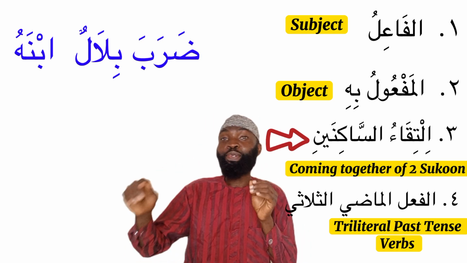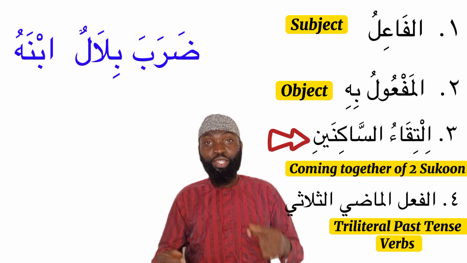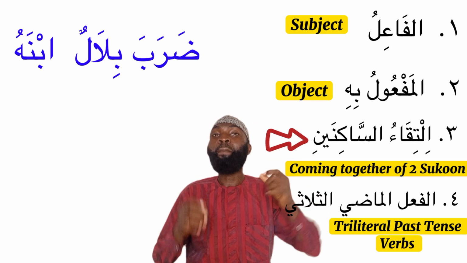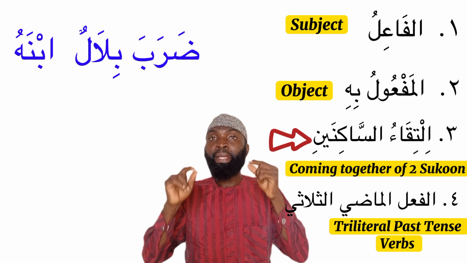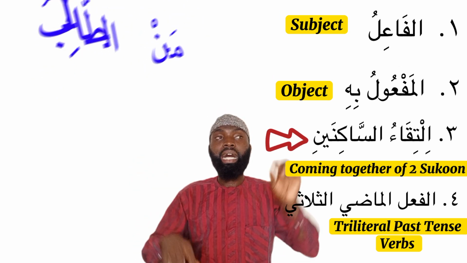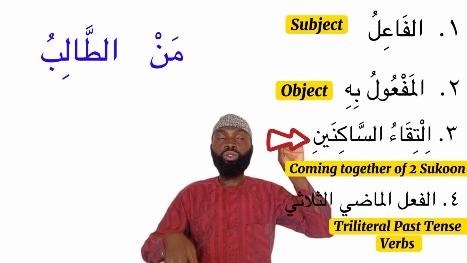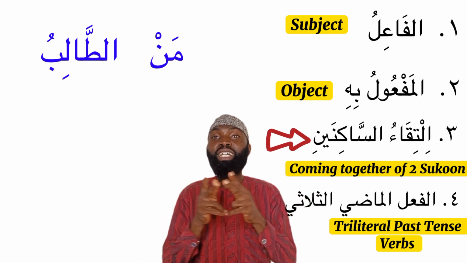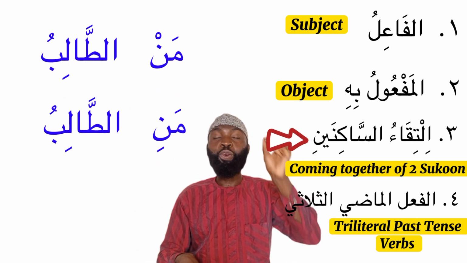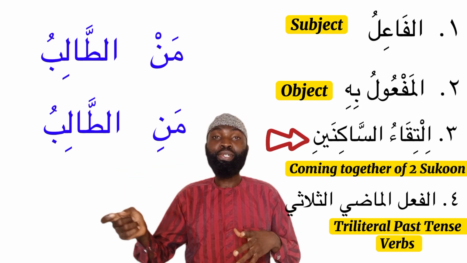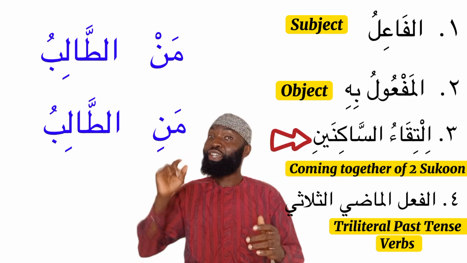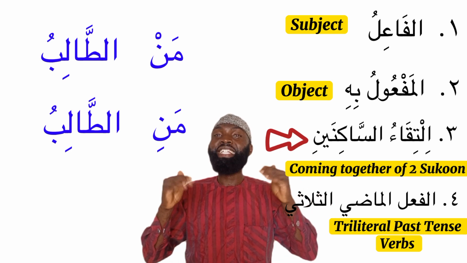So what you need to do, the first word which ends with sukun, you change it to kisra. So it becomes Daraba Bilaluni ibnah. Bilal beat his son. So you can see that iltiqa'u sakinain can also come in different patterns. Like when I say man at-talibu, who is the student? Now here you must do iltiqa'u sakinain in order to be able to connect these two words together. Even though man originally ends with sukun, because I want to connect the two words together, I will change that noon to kisra for easy pronunciation. So I will say man talibu, who is the student.